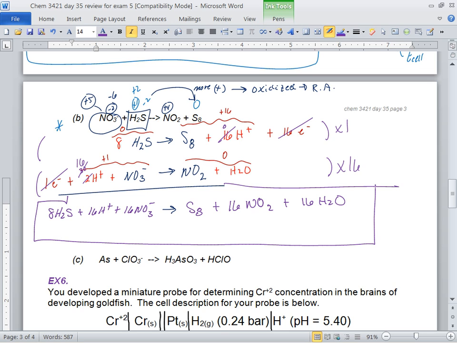So again, if they wanted E0 cell, these guys would have to be in the table. So then you could look them up. But they're not, I don't think. Okay.